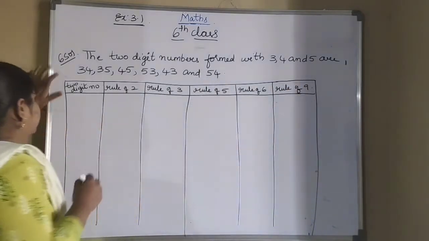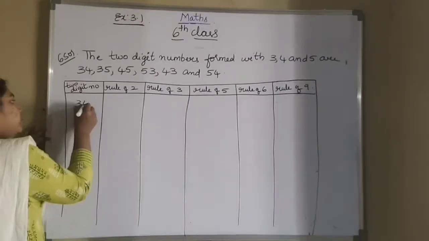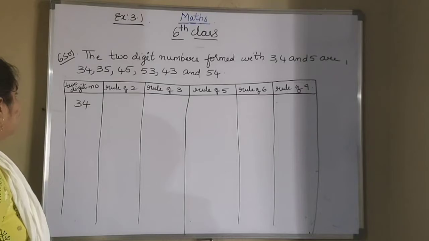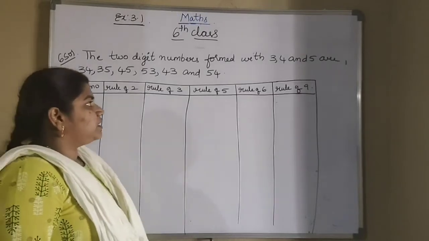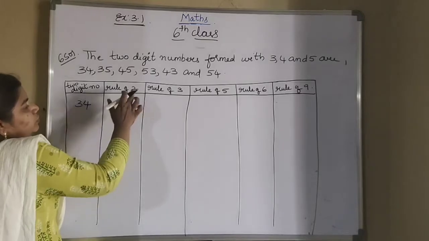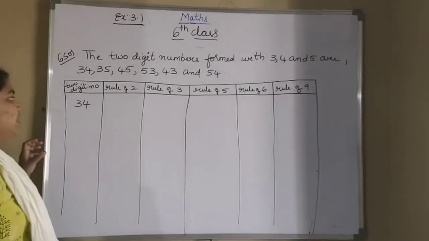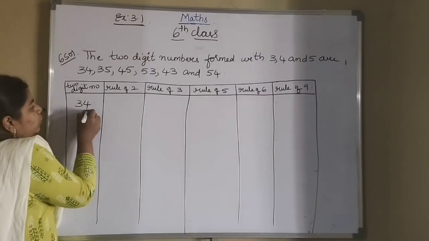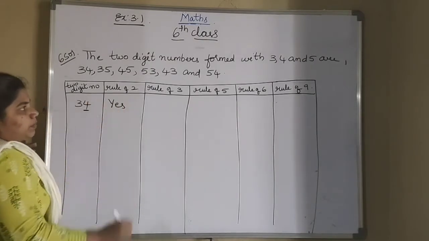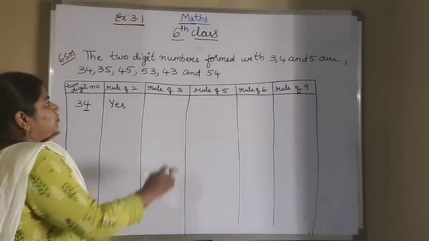So what is the first number here? 34. So whether this 34 is divisible by 2, 3, 5, 6 and 9 or not, we have to check. So 34. What is the divisibility rule of 2 here? Last digit should be an even number. So 4 is an even number. So you can write here, yes, it will be divisible.